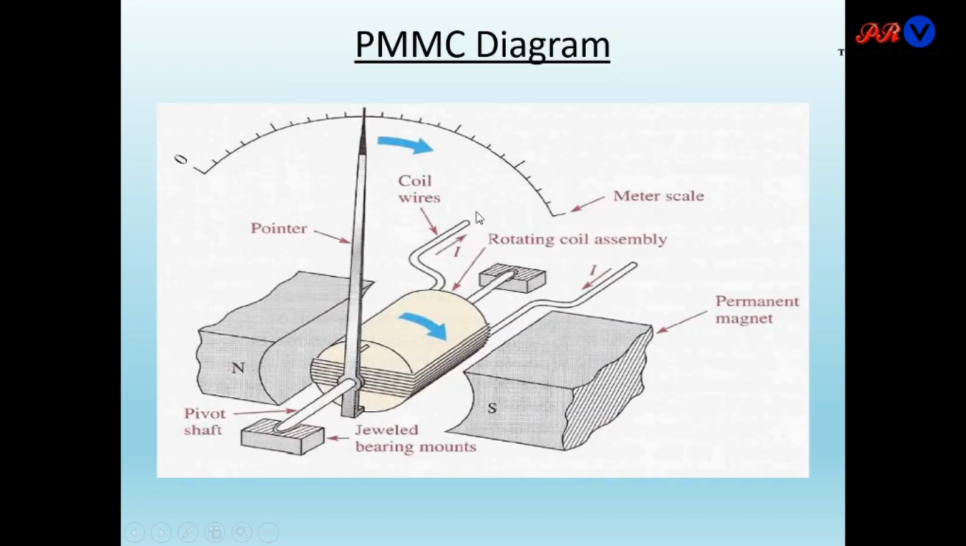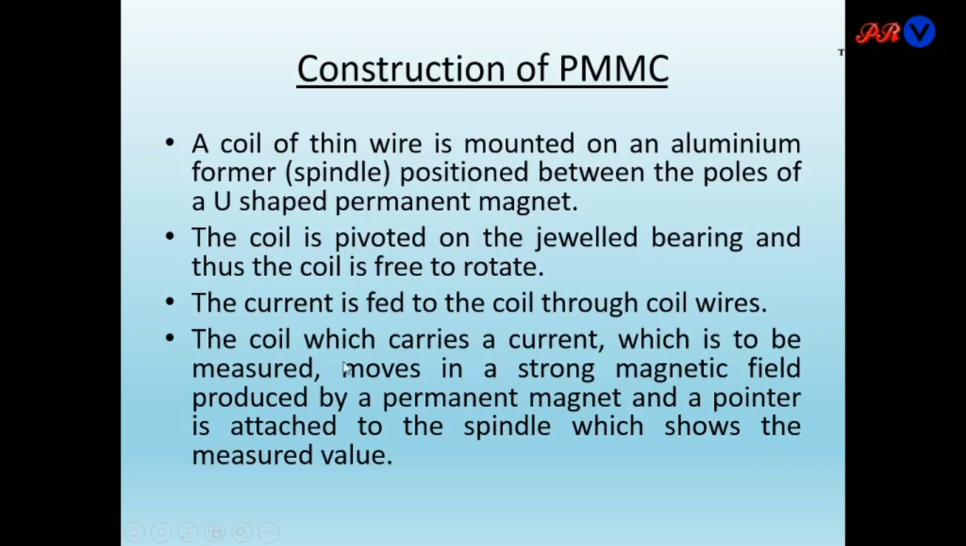These are the coil wires, and current will be passed through these coil wires. The coil which carries the current to be measured moves in a strong magnetic field produced by a permanent magnet, and a pointer is attached to the spindle which shows the measured value. So this is the very simple principle of the permanent magnet moving coil.